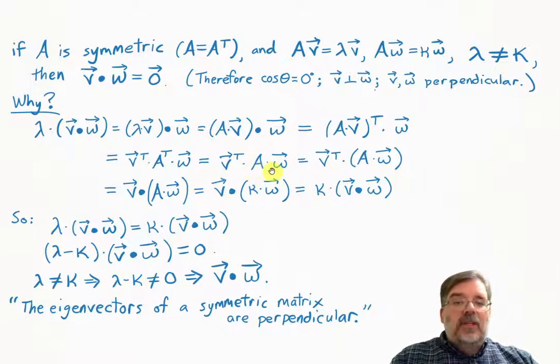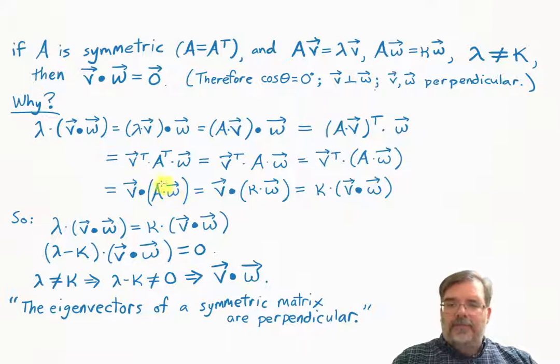And now I'm going to use associativity, and I'm going to group this multiplication. I'm going to do the second multiplication first. And so now I have v transpose times A times w. Now remember, if I have the first transpose times the second, that's equivalent to a dot product. Right? I'm using one of those observations in reverse now. First transpose times second can be written as the first dot the second.